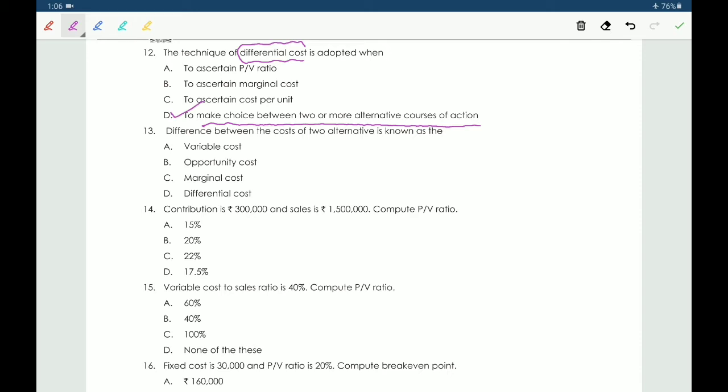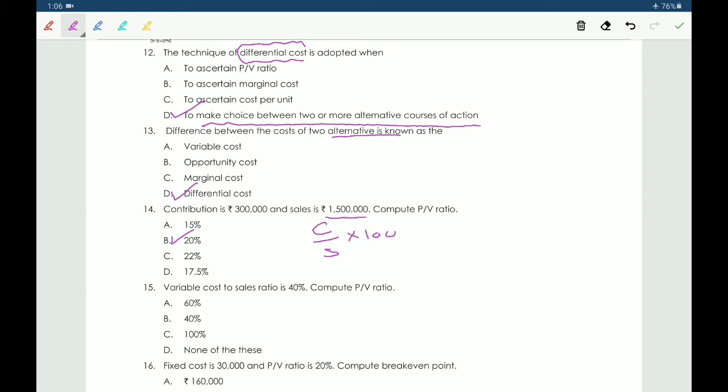13, difference between the cost of two alternatives is known as differential cost. Next, 14th one, contribution is 3 lakhs and sales is 15 lakhs. Compute PV ratio. What is the formula for PV ratio? Contribution by sales into 100. So 3 lakhs by 15 lakhs into 100, it gives 20%. So this is the answer.